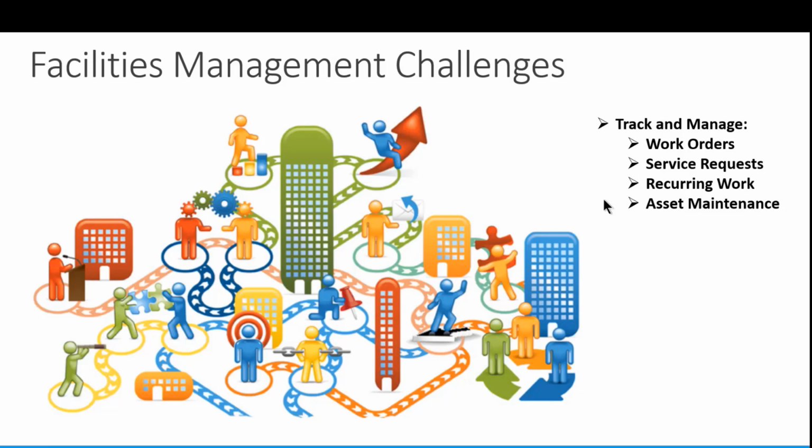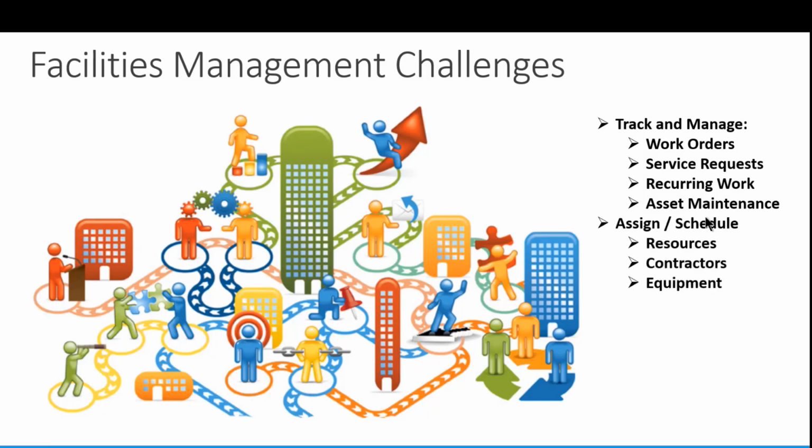Recurring work, things that happen such as clean up the break room or do certain repetitive work that might be every week, every month, that type of thing. And so it's tracking those recurring work things. And then asset maintenance. Many of the assets, HVAC systems, equipment, vehicles, those type of things require periodic maintenance, and you have to manage and make sure that that is done on a timely basis.